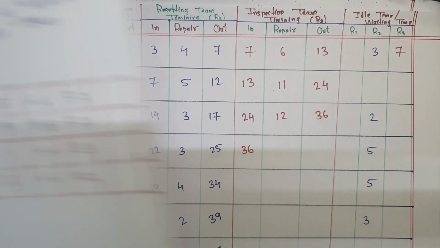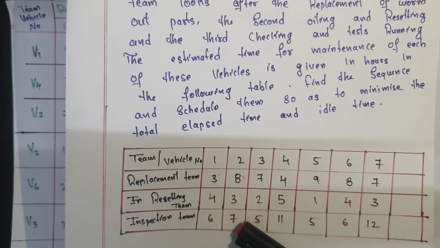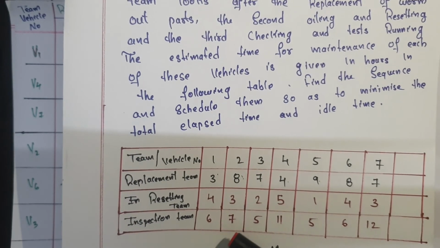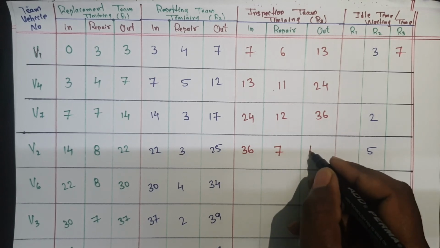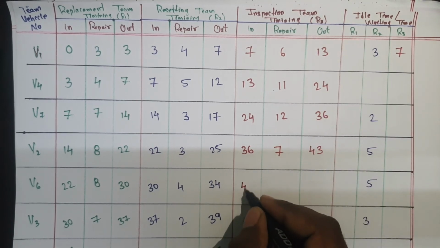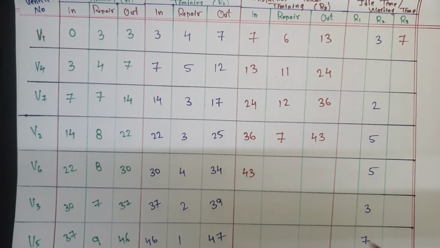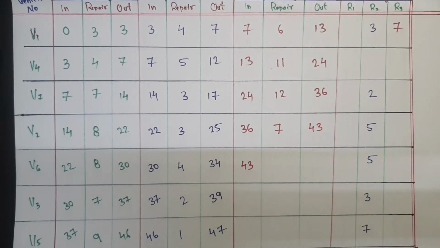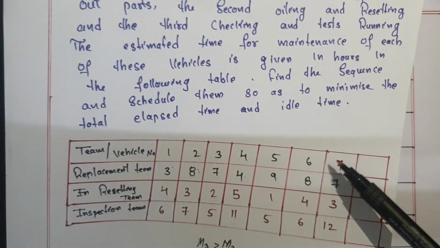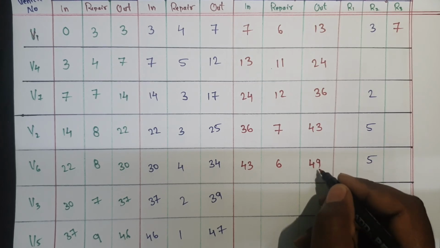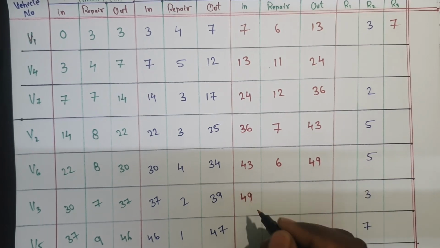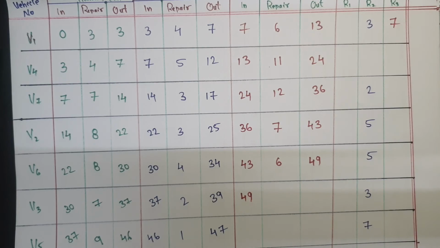Then V2, how much you are getting? 7. So, better to write 7 here, okay, now how much you are getting? 43. So, 43 you can transfer this side. After getting that 43, next you have to see the sequencing. V6, what is the value here? 6. So, here you can write 49, you can transfer this side.